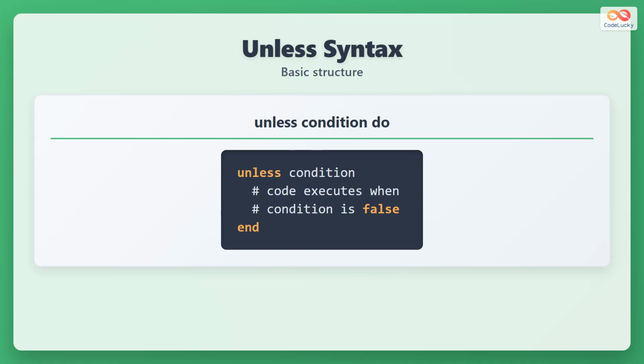The basic unless syntax is simple. Write unless followed by your condition. Then indent the code that runs when that condition is false. End the block with end keyword.